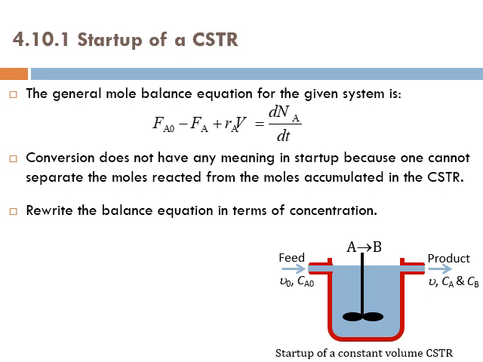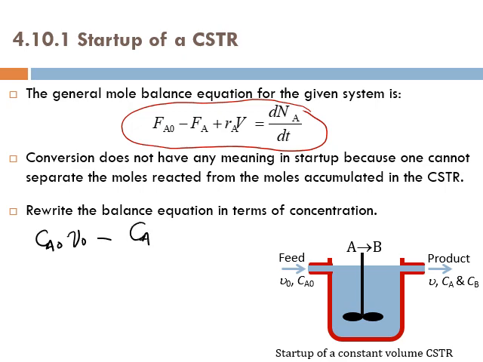So let's write the above equation here. Let's write it in terms of concentration. Instead of FA naught, simply we will write CA naught times epsilon naught, right? And instead of FA, we're going to write CA times epsilon, plus RA times V equals, instead of NA, we're going to write CA times V dt, right?